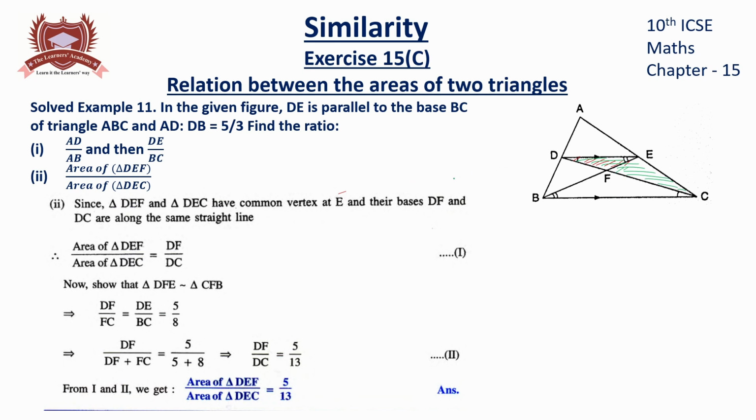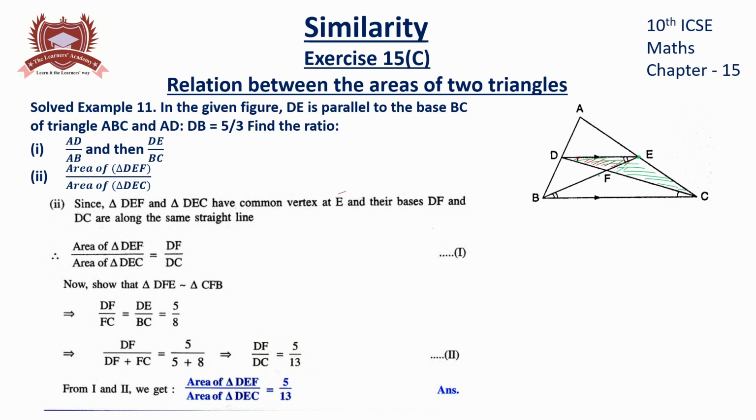We know that area of triangle DEF upon area of triangle DEC is equal to DF upon FC. My bad. We know that area of triangle DEF upon DEC is equal to DF upon DC. Why so? Because their heights are same. The bases are on the same line and it is the same vertex that they are having here. So directly उनका area आ जाएगा.